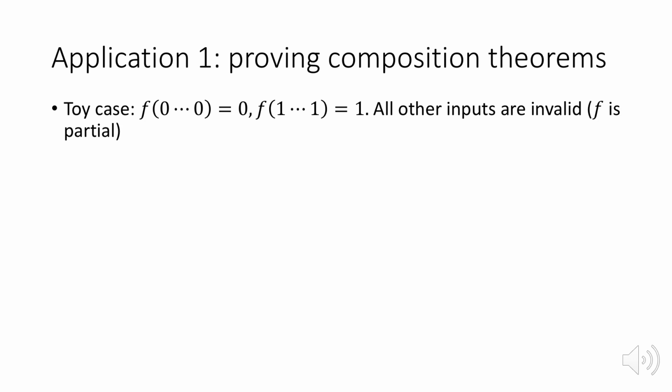To give you an idea of how we prove this composition claim, let us start with a toy example where f has a very simple form. It maps the all 0 string to 0 and maps the all 1 string to 1. All the other inputs to f are considered invalid, so f is a partial function here. We only focus on these two input strings. It's quite clear that the fractional block sensitivity of f is 1, because the only sensitive block is the entire input string.